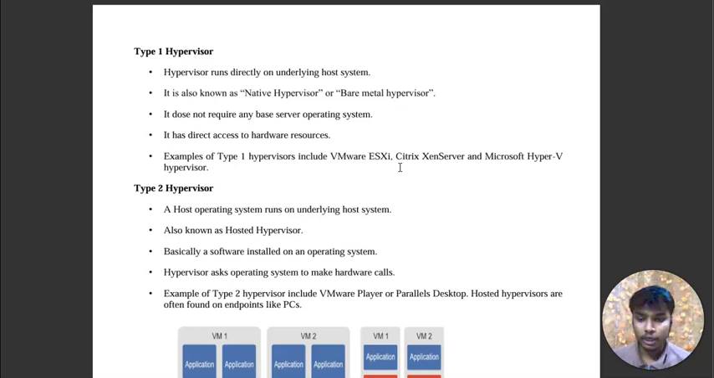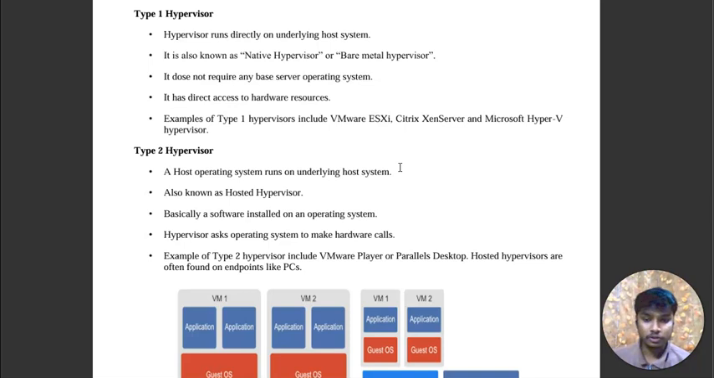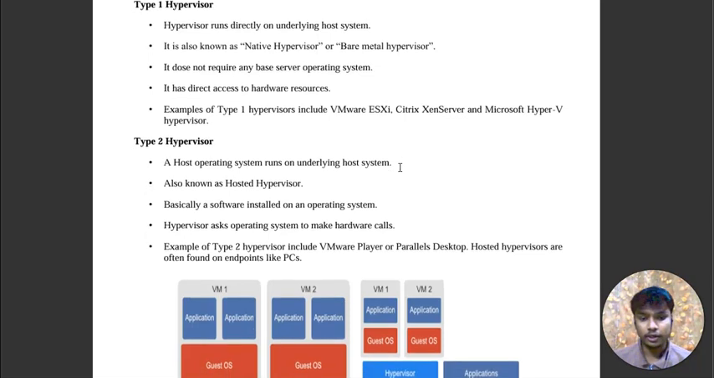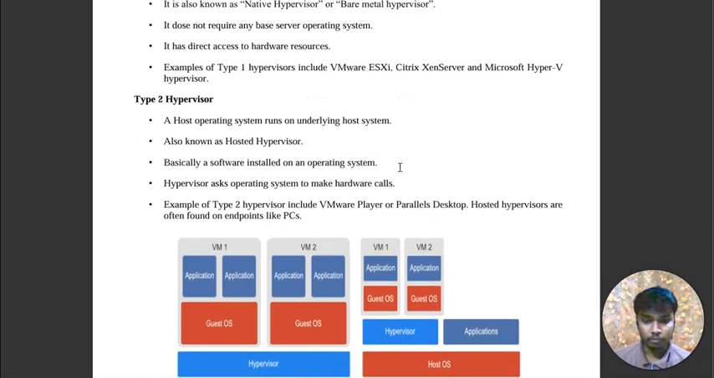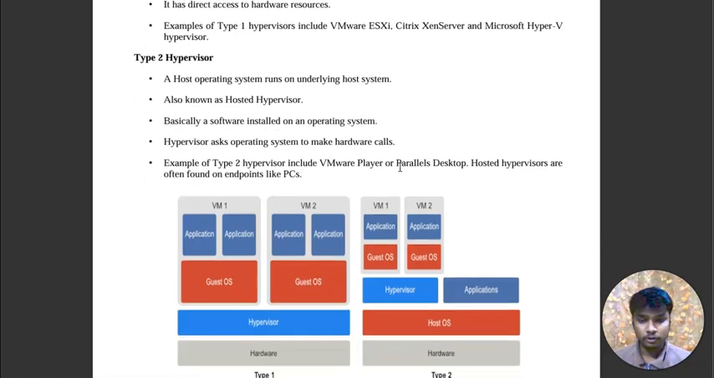And talking about type 2, the host operating system runs directly on the underlying host system. Basically, software installed on an operating system is a type 2 hypervisor. The hypervisor asks the operating system to make hardware calls. It also has examples, that is VMware Player or Parallels Desktop.